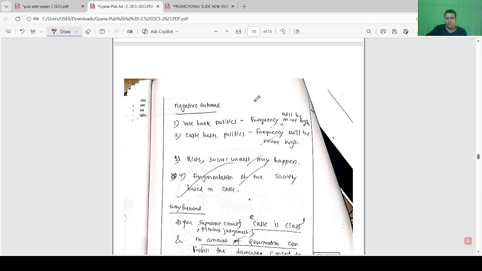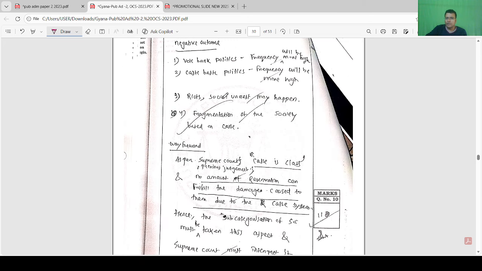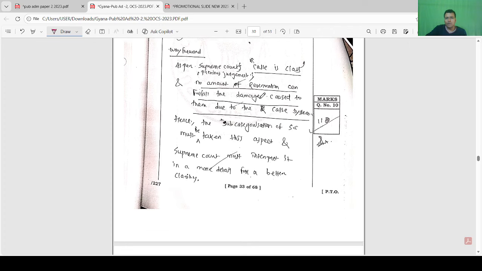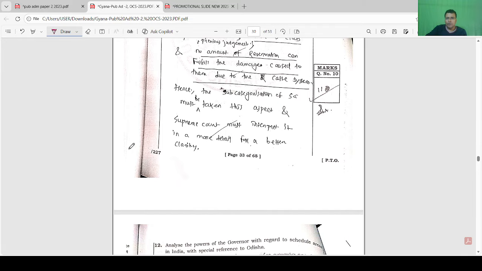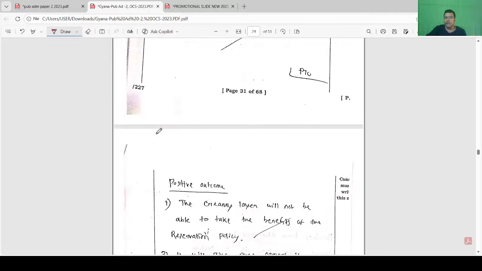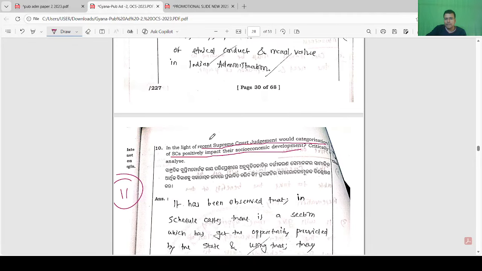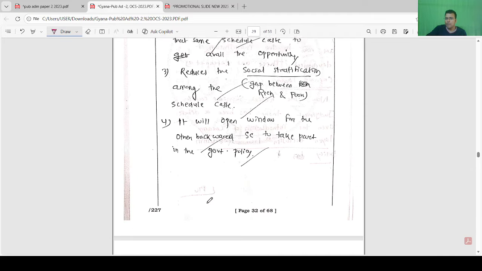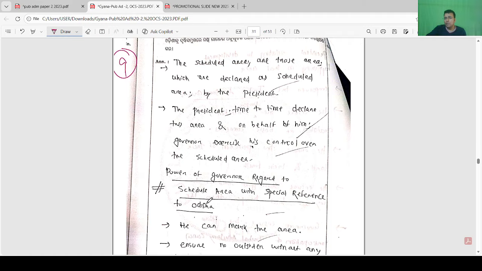Open window for government policy, negative: vote bank politics, caste-based fragmentation in society, way forward. Yes, good answer, you wrote the answer correctly. But if you miss this case, you will not get the marks. So clearly the question said recent judgment categorization of SC. So it was in the news. So current example, yes, you have to include it. So reading the paper is important.